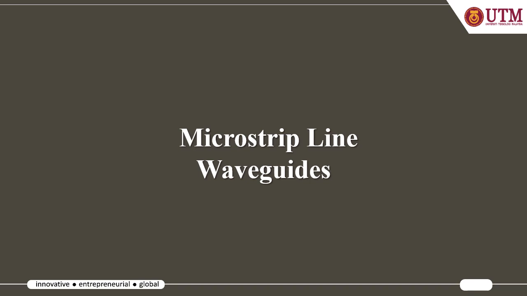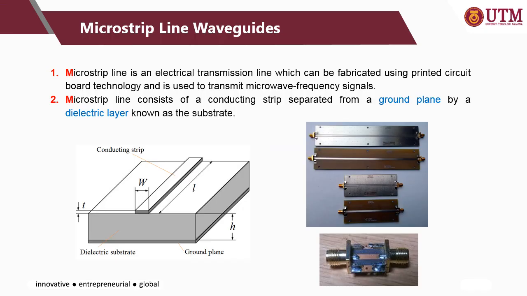Okay, the first one is the microstrip line waveguide. Basically, the planar transmission line is part of the waveguide, but since it is printed on the substrate layer, it is called a microstrip line or microstrip transmission line. The microstrip line is an electrical transmission line that can be fabricated using printed circuit board, and it is used to transmit microwave frequency signals. So the electromagnetic wave or the microwave frequency signal is traveling in between an inhomogeneous medium.